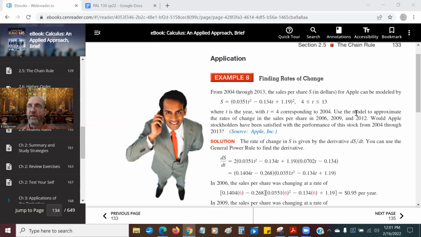Anyway, we want to use a model to approximate the rates of change in the sales per share. When I say use the model, it means that this equation is a model, because they take actual sales and crunch that into an equation. So use the model to approximate. Why did I say approximate? Because reality won't necessarily go exactly like this function, but that's the closest, simplest function they can get to match the actual sales in those years.